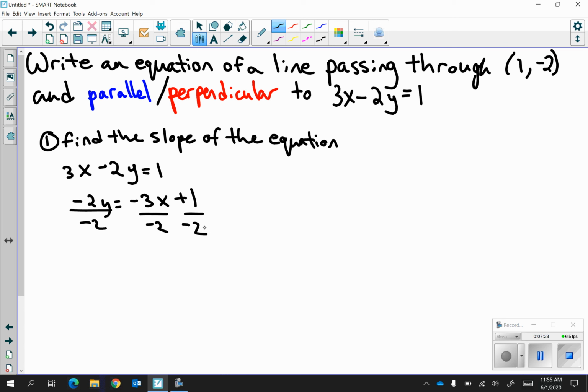Now, you could have solved for this by adding the 2 y's to both sides. It doesn't matter. You should be getting the same answer as me in the end.